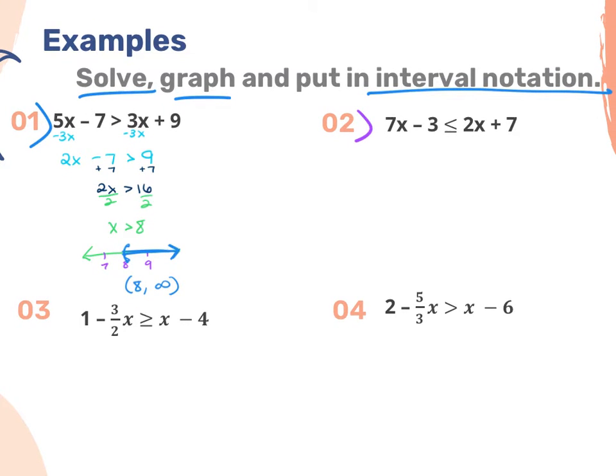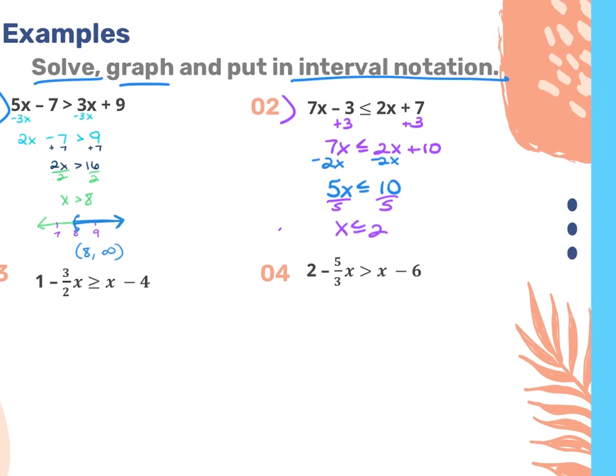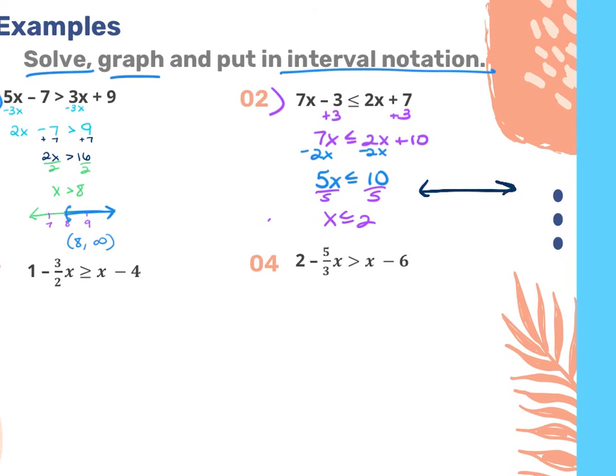Okay, number 2, I would have to add the 3. Subtract the 2x. 5x less than or equal to 10. Divide by 5. x less than or equal to 2. So my number line, 1, 2, 3, bracket on 2, pointing towards the left. Interval notation, negative infinity to 2, this time with a bracket on the 2.